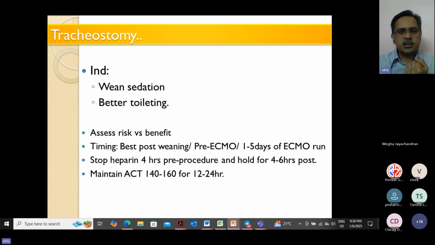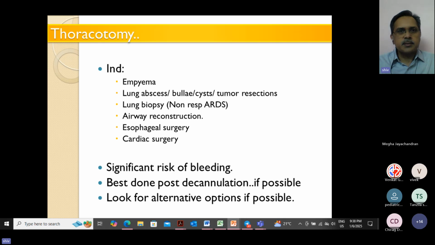To minimize the risk, you have to time it very well. But if it has to be done, then stopping heparin 4 hours pre-procedure, and then holding heparin for a couple of hours after tracheostomy and maintaining lower ACTs for at least 12 to 24 hours may significantly prevent the risk of bleeding in these patients.